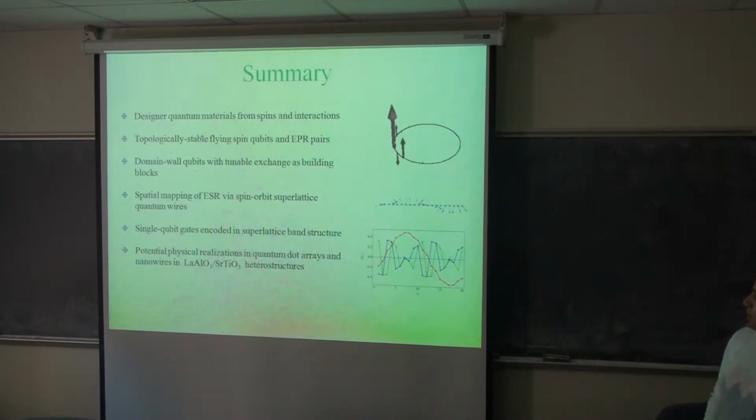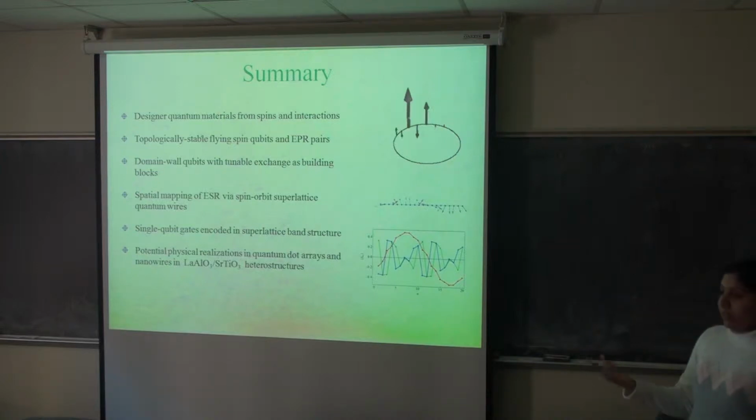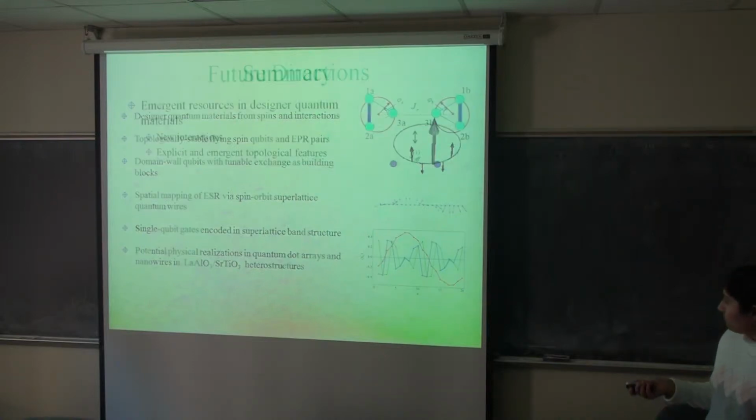Okay, so to summarize, we've seen that we can use spins and their interactions in order to construct designer quantum materials. And we've described a mechanism for producing topologically stable flying spin qubits and generating EPR pairs within a solid-state system. We've talked about how domain wall qubits with tunable exchange interactions can be used to construct quantum spin systems. We've shown how spin-orbit superlattice quantum wires can spatially map out electron spin resonance, and how we can encode spin manipulation into the band structure of the superlattice. And we've mentioned some possible physical implementations of these designer quantum materials.